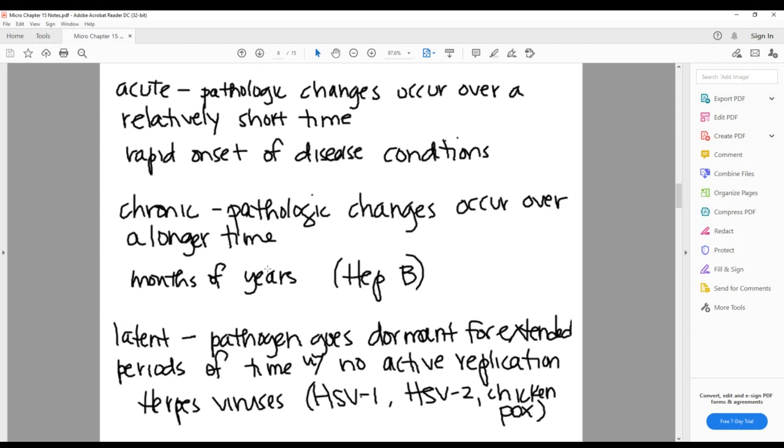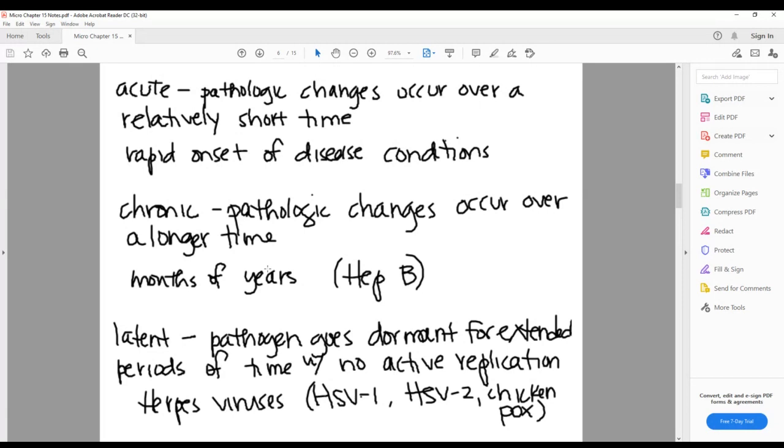In a latent disease, you typically have an acute phase. So you have the infection, you start to show signs and symptoms, then you recover and you think, oh, it's gone. But what's happening is that that particular pathogen, and this usually happens with viruses, goes dormant. It's still there. You haven't gotten rid of it, but it's dormant. It's not actively replicating. And then something may trigger it to start to replicate, and then it becomes present again. You start to show signs and symptoms again. Herpes viruses are notorious for latency.